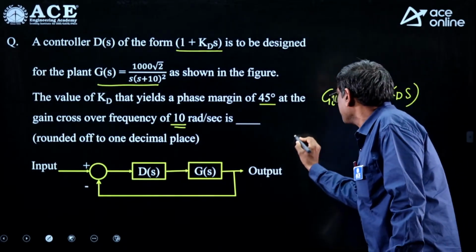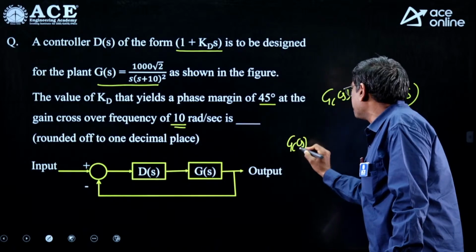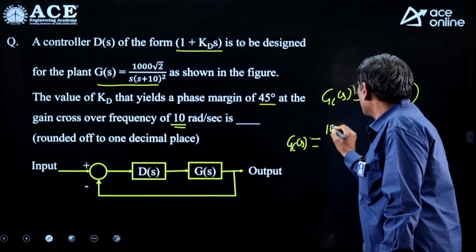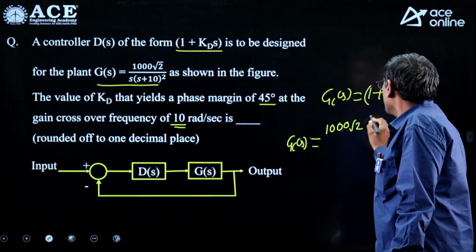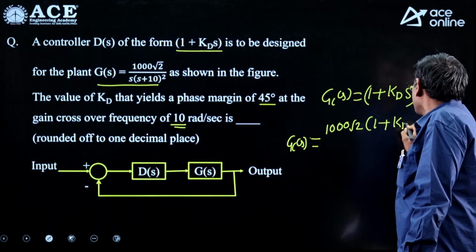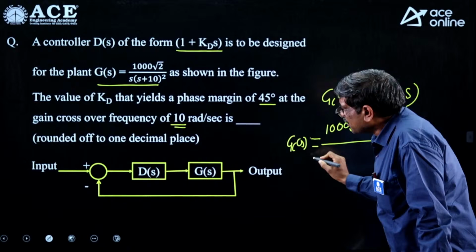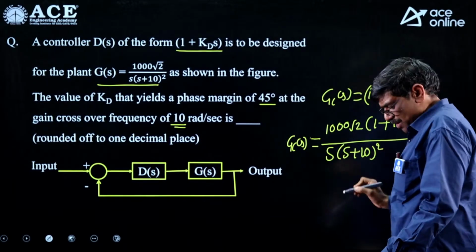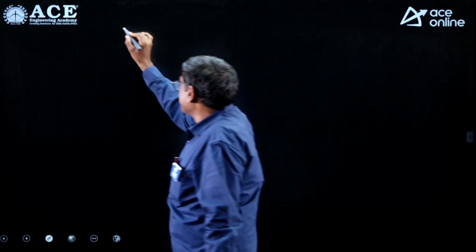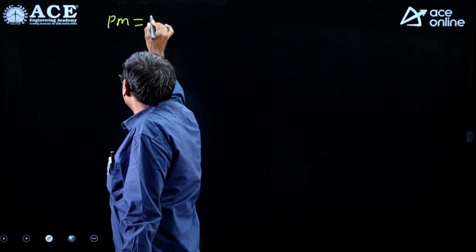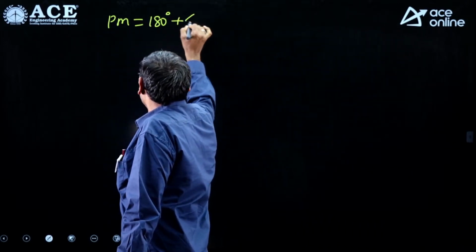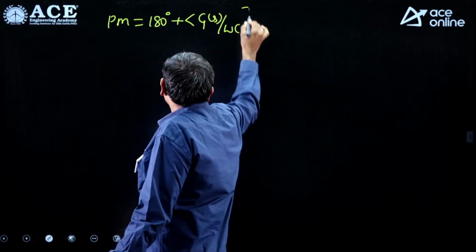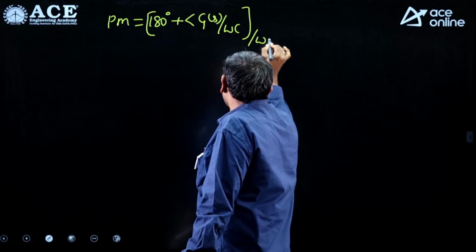So what is the answer here? G of S with compensator if I take it, so what you are getting, tell? So 1000 root 2 into 1 plus KD S divided by S into S plus 10 whole square. Now write the phase margin. So phase margin equal to 180 plus angle of G of S with compensator we have to take it. At where? Omega GC. What is omega GC?